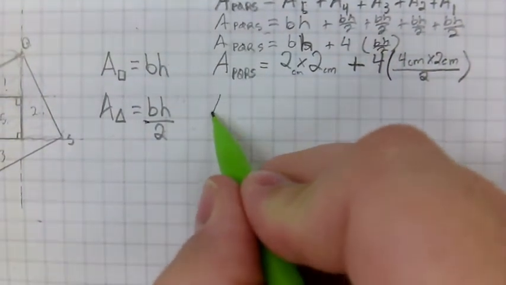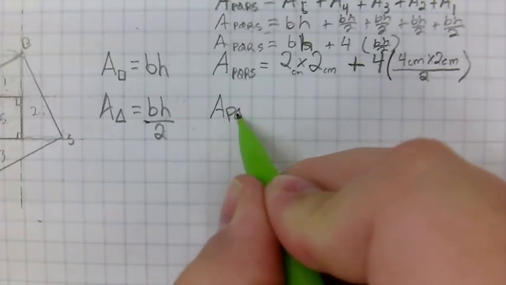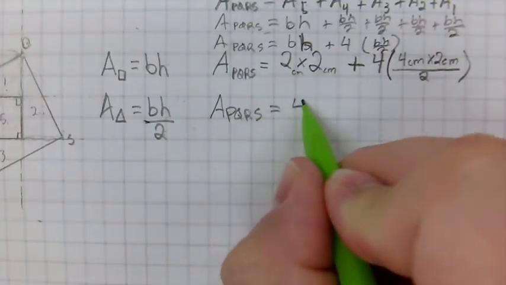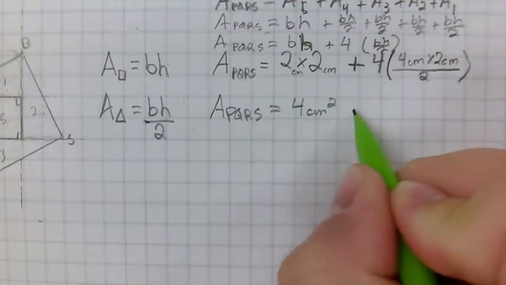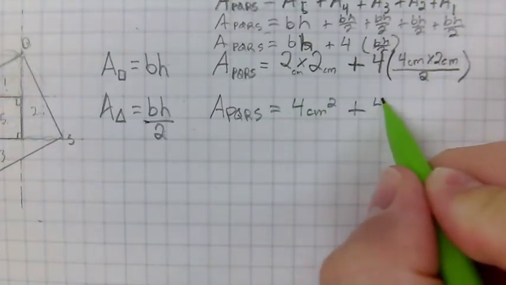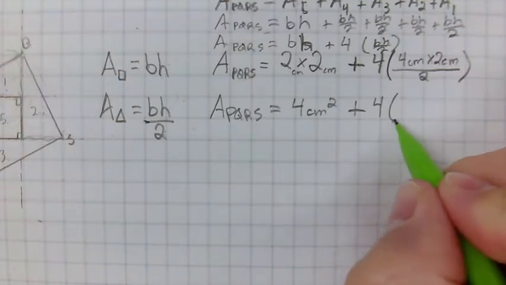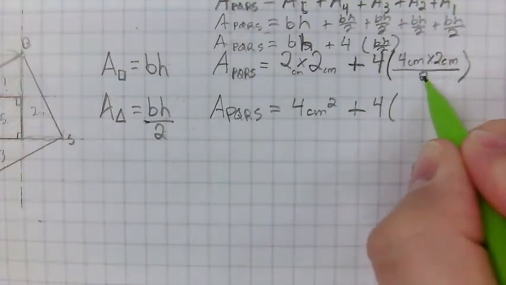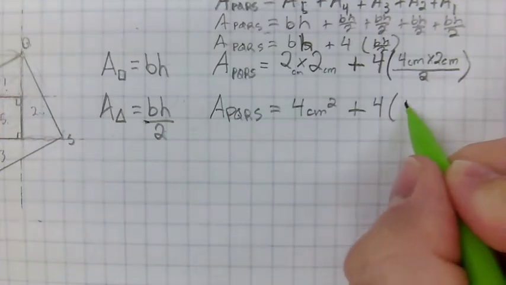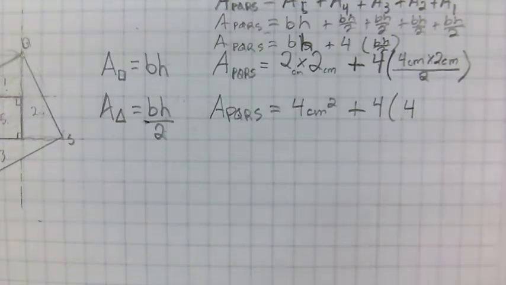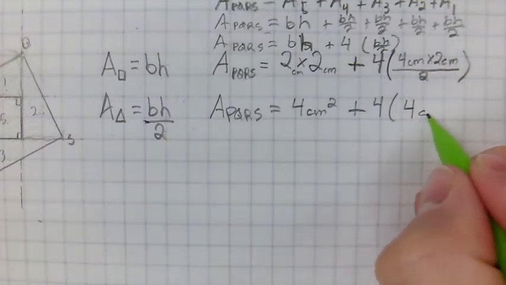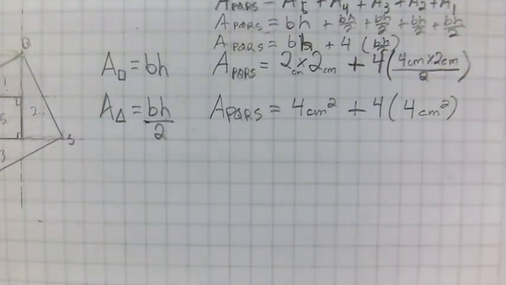So if we do the math here, area of PQRS equals, well, we have 2 times 2, which is 4 centimeters squared, plus, let's leave this for a bit, 4 times 2 is 8, and then divided by 2 is 4. But it's 4 centimeters times centimeters, so that means it's centimeters squared.